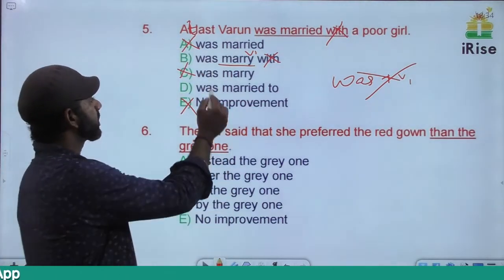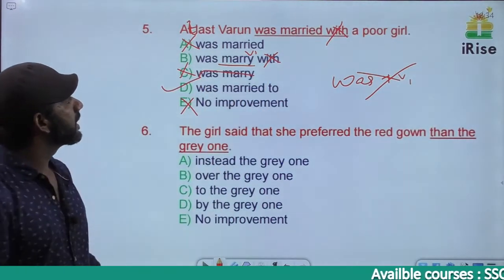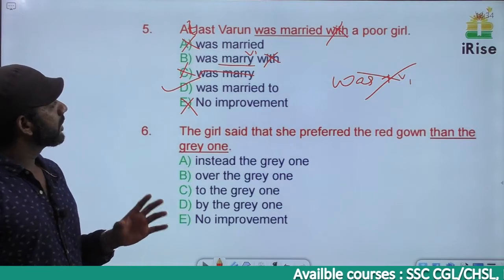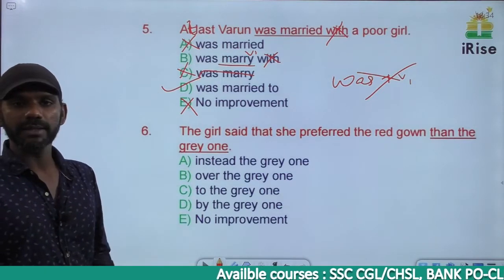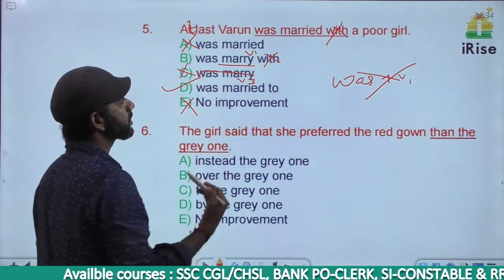Was marry is was plus V1. Nothing like was plus V1. Eliminated. The answer must be option D. At last, Varun was married to a poor girl. Was married to. Married is V3 here because was plus V3.